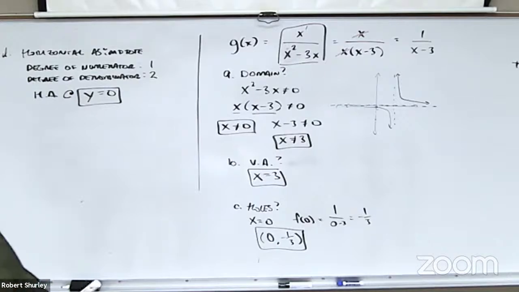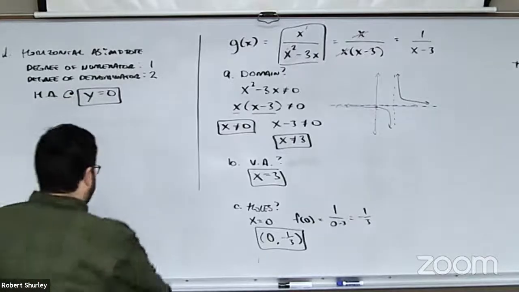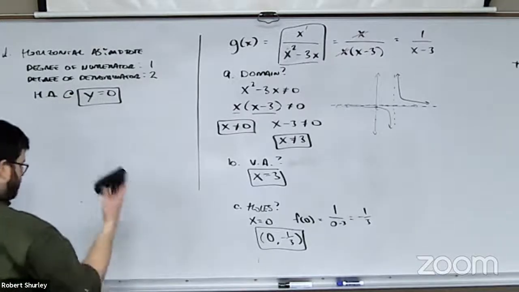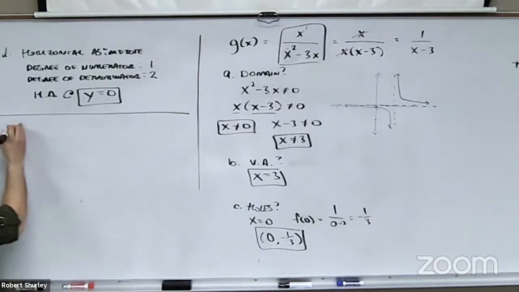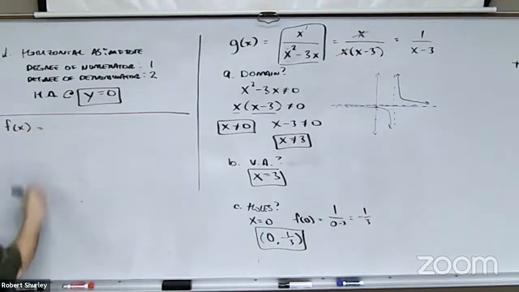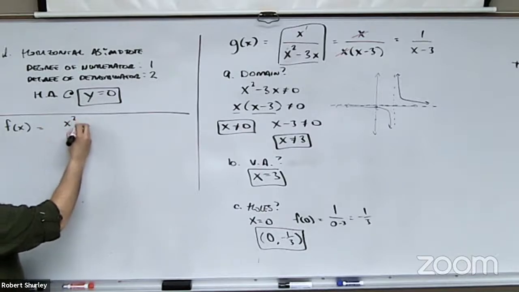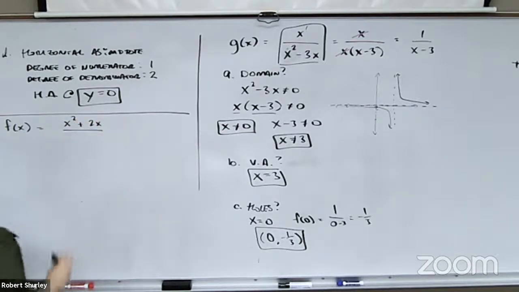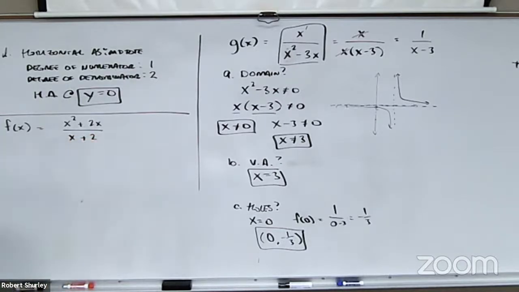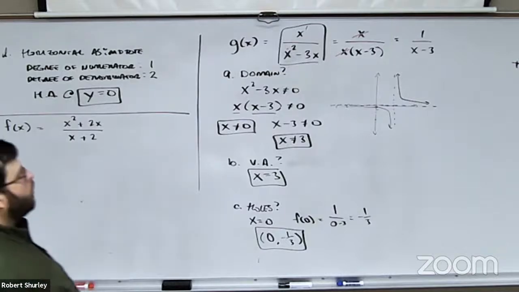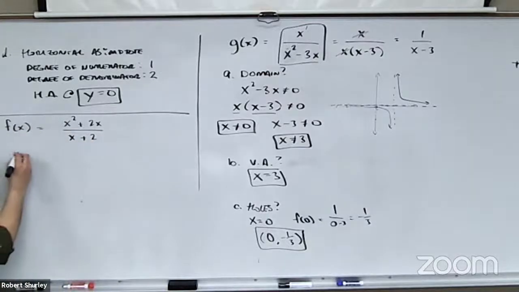So let me keep going. I don't have much time, and I want to cover the other things that can happen with this horizontal asymptote. So I'm going to think up another example here. Let's say we'll do one that's a little different. Let's say f of x equals x squared plus 2x over x plus 2. Always starts in the same spot, okay?